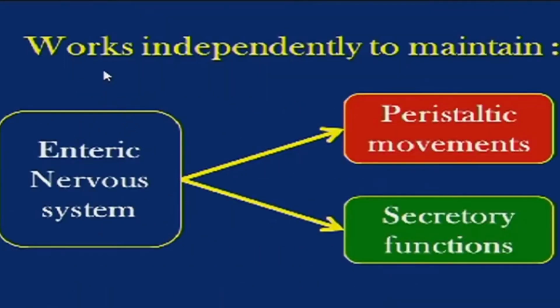The enteric nervous system works independently to maintain the peristaltic movements along the length of the digestive tract, starting from the esophagus till the internal anal sphincter. It is also involved in secretory functions, though it is not involved in conscious thinking. It is mainly concerned with taking decisions regarding the activities that occur in the digestive tract.